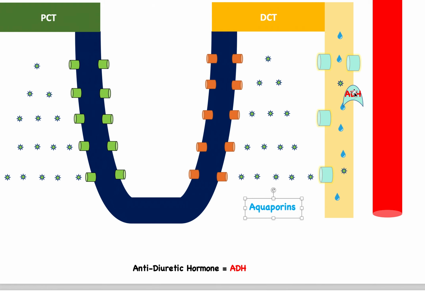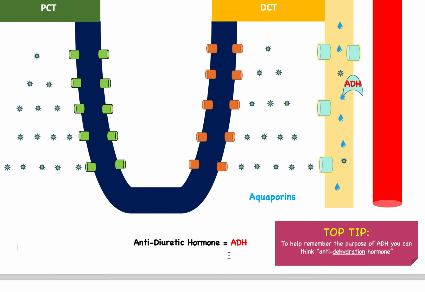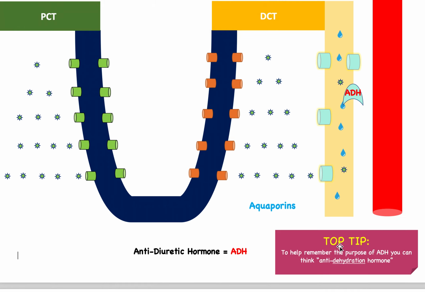How can you remember ADH? So ADH stands for antidiuretic hormone. People just can't remember this name, so I'll tell you a name called anti-dehydration hormone, because your body makes this hormone when you are dehydrated so that you become anti-dehydrated. Okay, this is not the real name, but this is a way I think you can remember it.